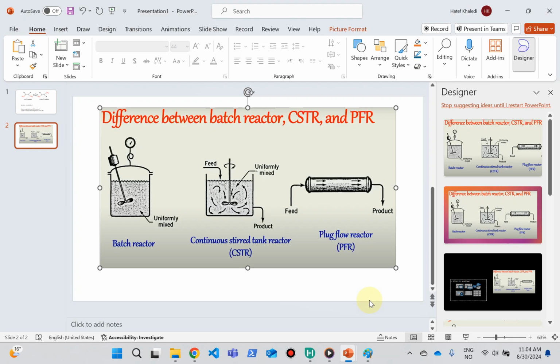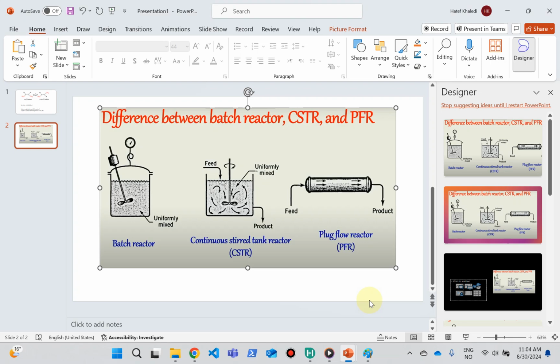For example, here we can see three kinds of reactors. One on the left is the batch reactor, where you can see that it's uniformly mixed with a mechanical apparatus at the top of it. And then you can see this CSTR, or the continuous stirred tank reactor. It's again uniformly mixed, the feed is being fed from the top, and then you have the product at the bottom while a mechanical stirring is happening at the center.